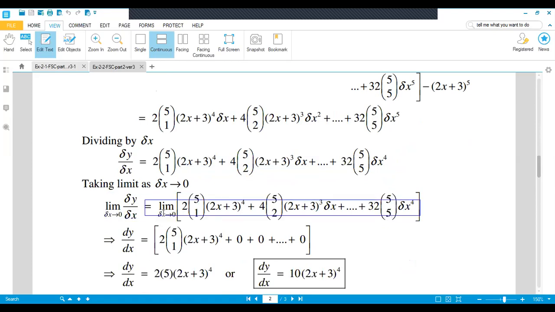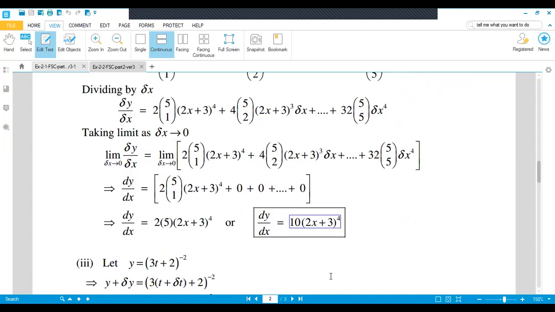Now you apply limit delta x approaches 0 on both sides, the first side and the second side. When you apply it on the right hand side, look at the first value, there is no delta x in this, so this value will come as it is. But in the second value you have this delta x. When you put limit delta x approaches 0, it will be converted into 0, and this one also, which means all the values will be converted into 0 except the first value. So 5 combination 1 is 5, 5 twos are 10, so 10 into (2x plus 3) power 4, you will get this answer. Now come to the third part.